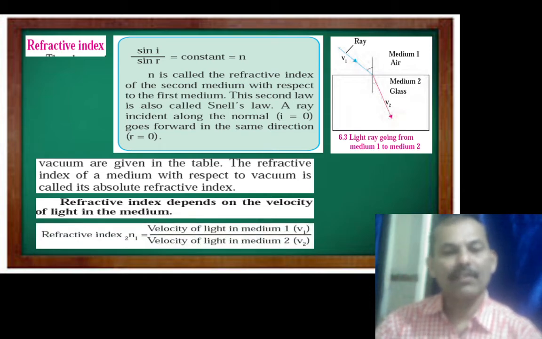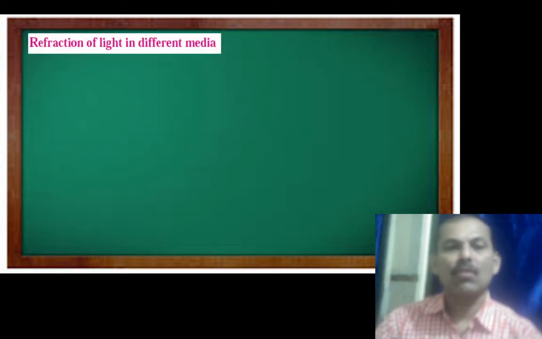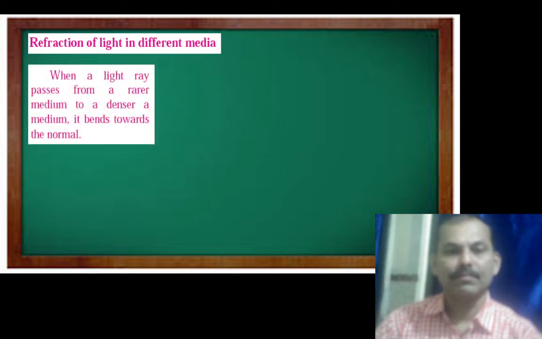That's why the refractive index of the second medium with respect to the first medium is equal to the velocity of light in medium 1 upon the velocity of light in medium 2. Then we will see about refraction of light in different media.